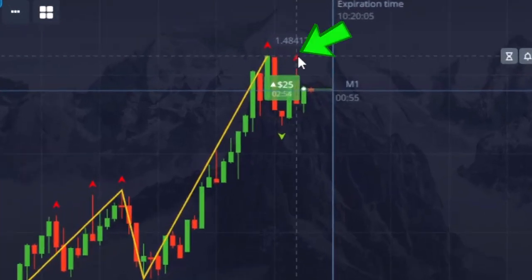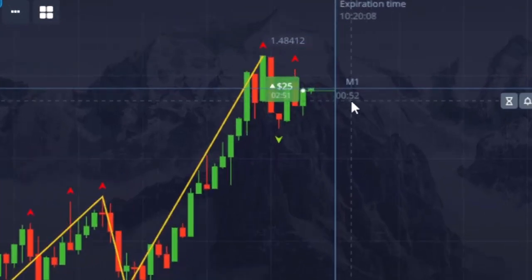Why bullish if an indicator says bearish? I'm following the trend.